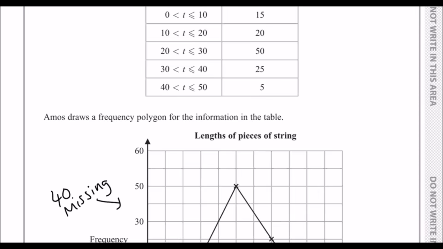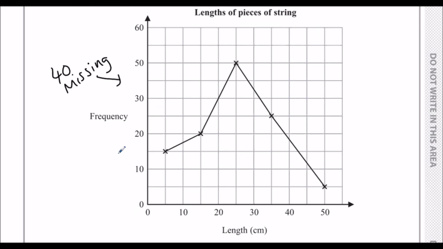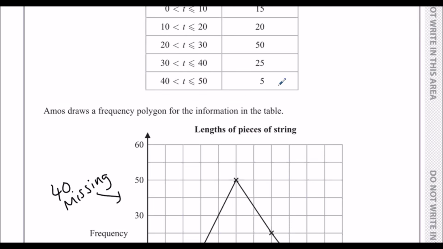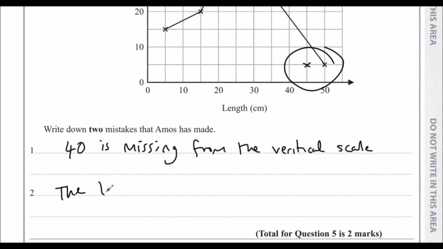And in a frequency polygon, we should be plotting the midpoint against the frequency. So 5, 15, 25, 35, and so on. So we've got 5, 15, 25, 35, but the last point has been plotted at 50. So it should be at 45, 5, not 55. And we just write that the last point should be at 45, 5.